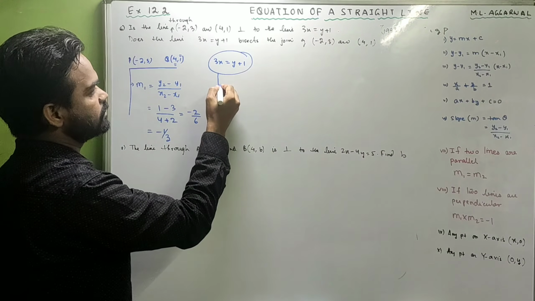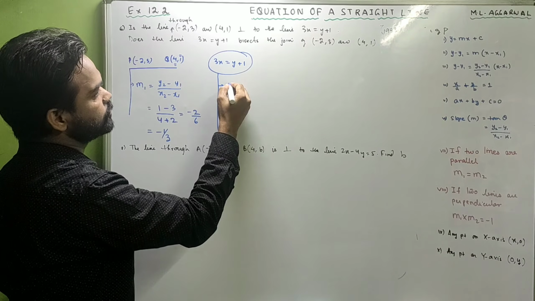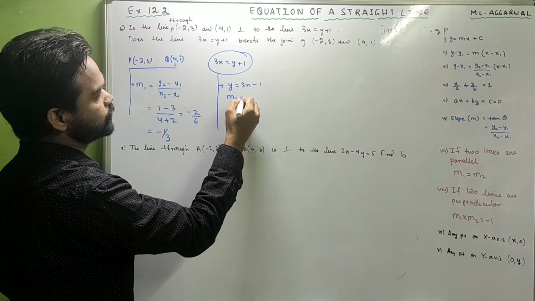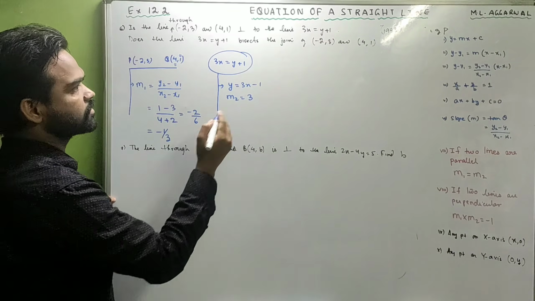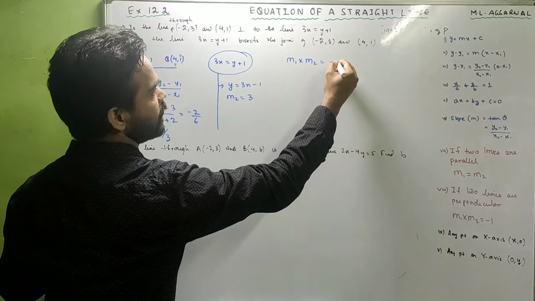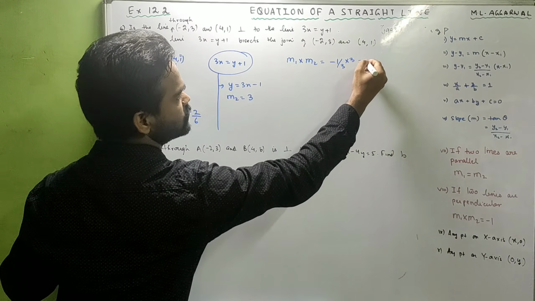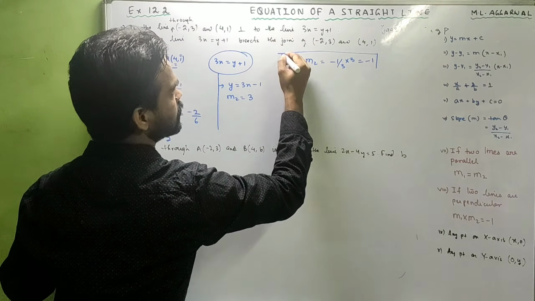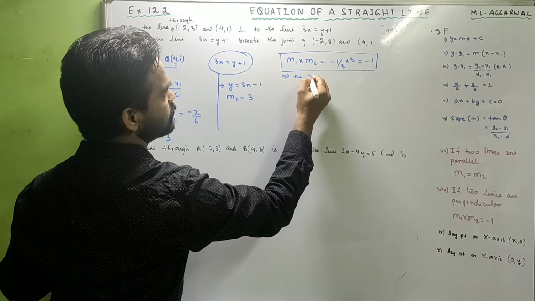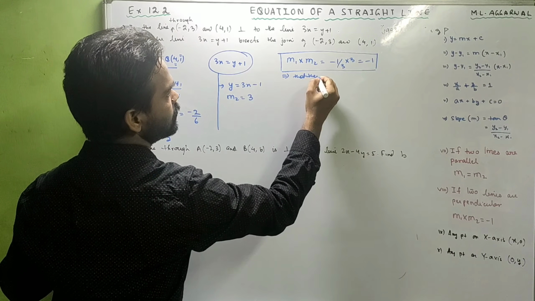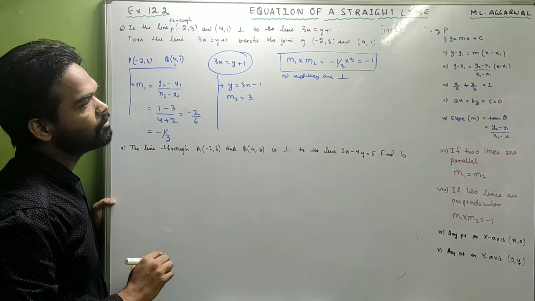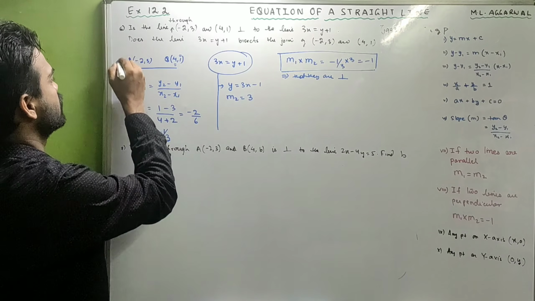Find the slope of this line. You can write y equals 3x minus 1, which means the slope m2 is 3. Now the product of the slopes, m1 multiplied by m2, is minus 1 by 3 multiplied by 3, which is minus 1, which clearly implies that they are perpendicular to each other. The product is minus 1. The first part is done, okay?